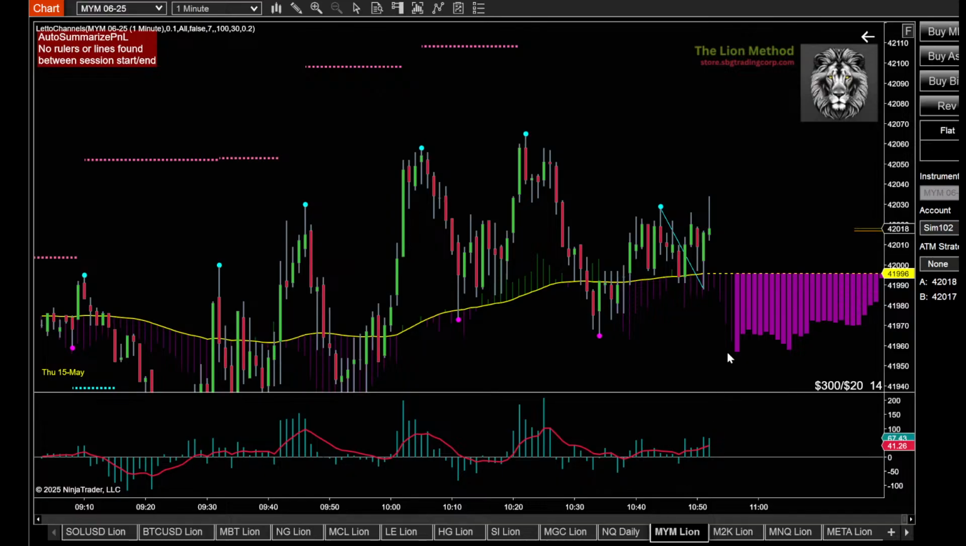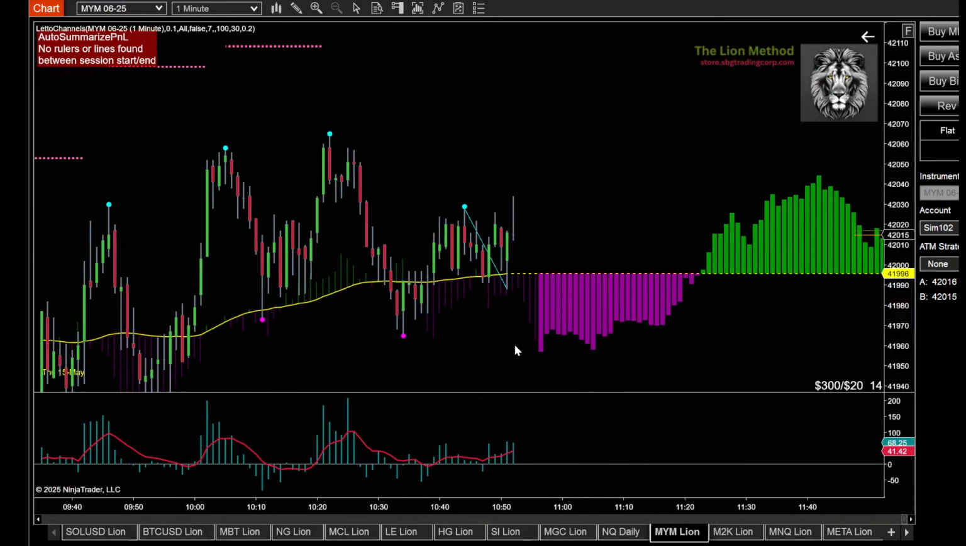MYM. Could be a long trend trade with the exception of tendency is still negative. If you do take this trend trade, I would do it very small size. It's recommending 14 total for a $300 risk. So maybe a third of that, so about 5 contracts could be taken.